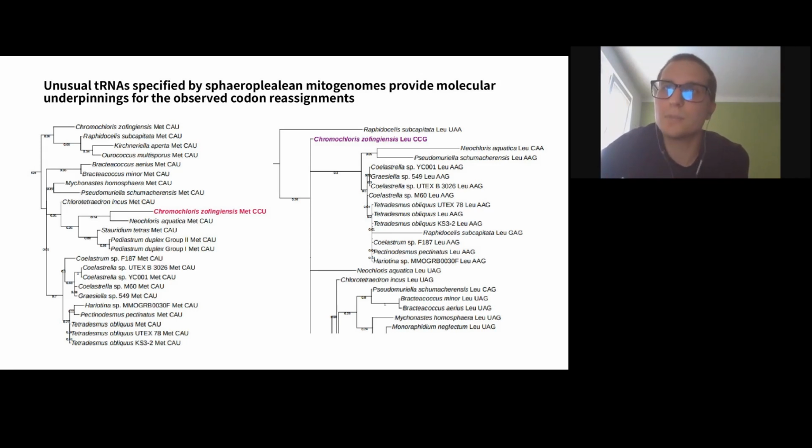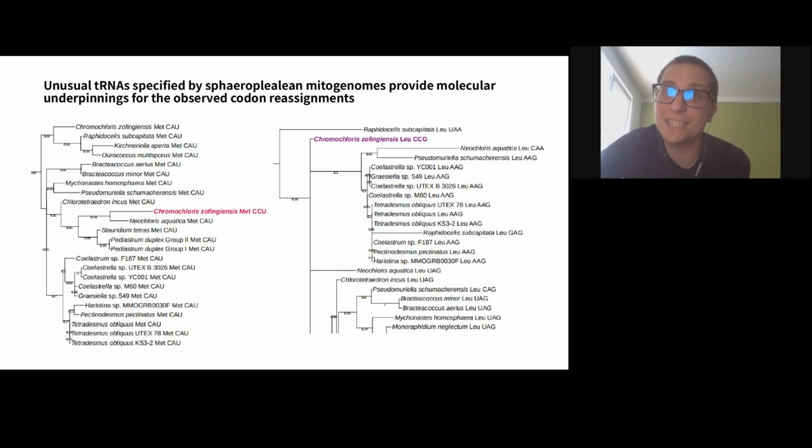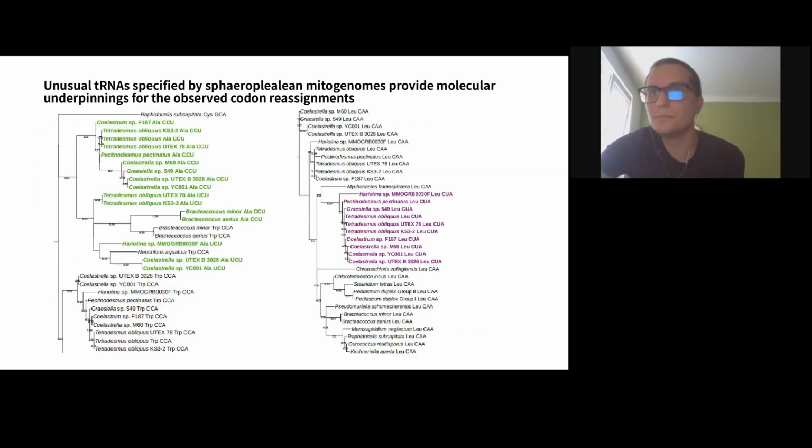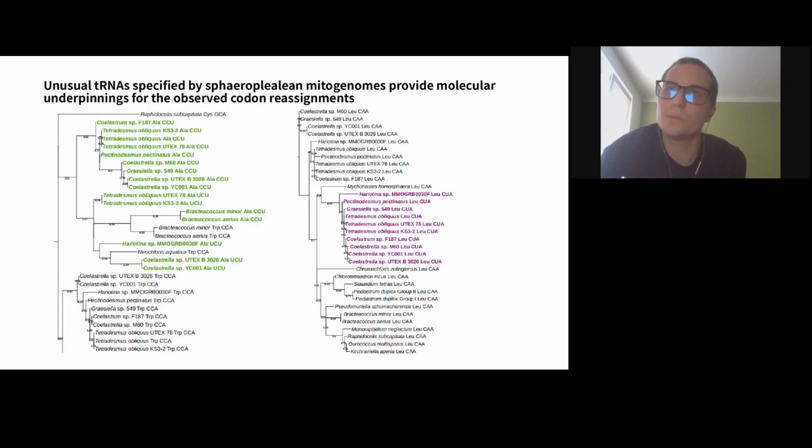So we predicted that this organism is using CGG as leucine, and we found a tRNA with anticodon CCG, and this tRNA clusters with other canonical tRNAs for leucine. And when we checked other reassignments with the same approach, we found that in case of UAG, here we predicted that it encodes leucine, and when we checked if there are some tRNAs which would support this hypothesis, we found them, and they nicely cluster with other canonical tRNAs for leucine.